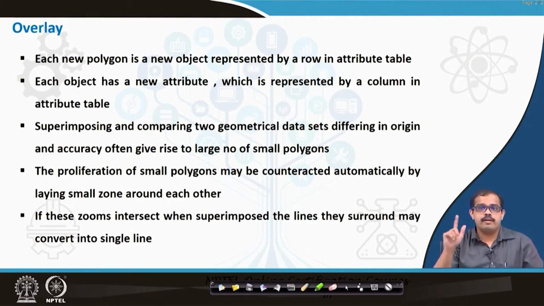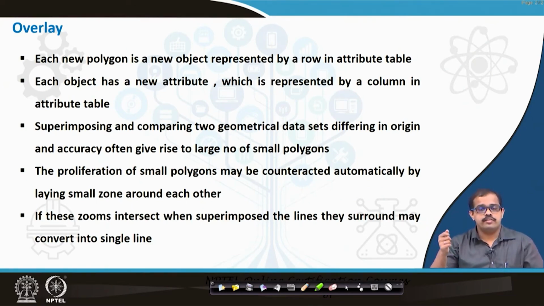So, both of them have to maintain the same geographical quantities. Once they maintain both the same geographical quantities, then only you will be able to superimpose them and compare two data sets, otherwise it is impossible to actually get the real world quantities. The proliferation of small polygons may be contracted automatically by laying the smaller zones around each other.